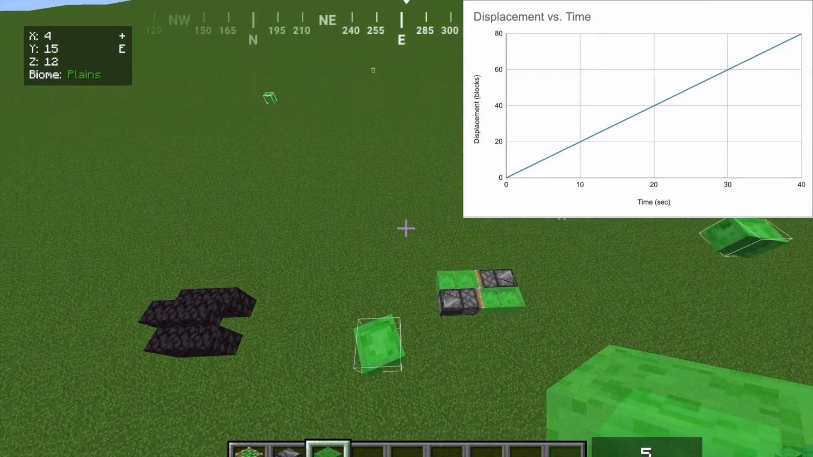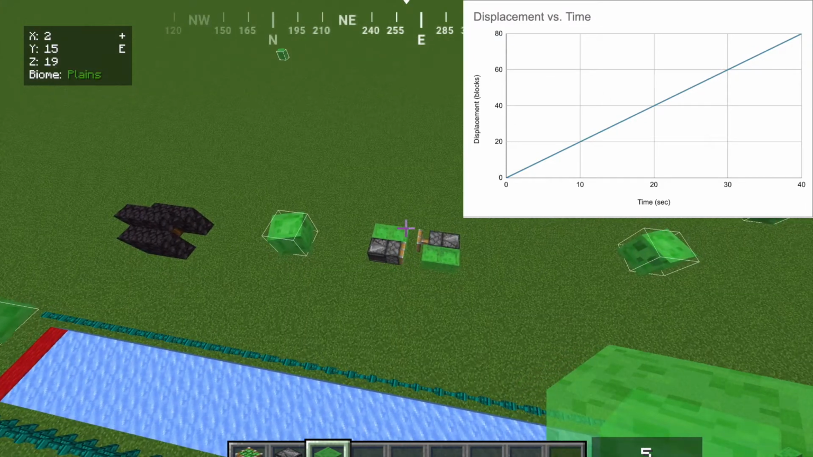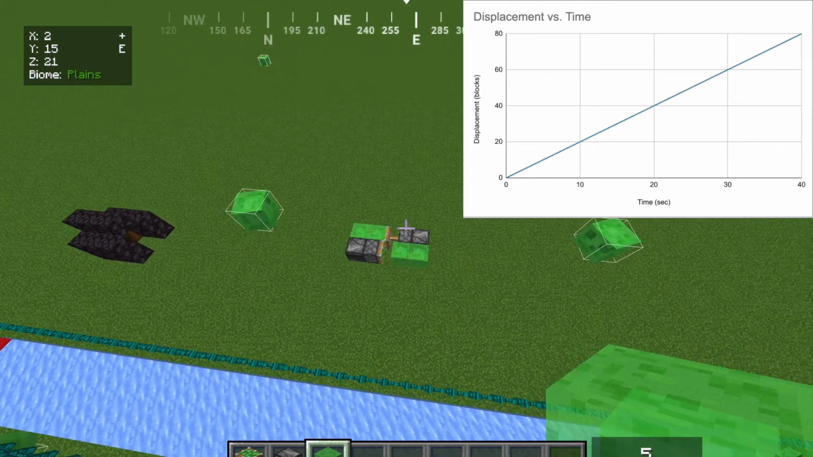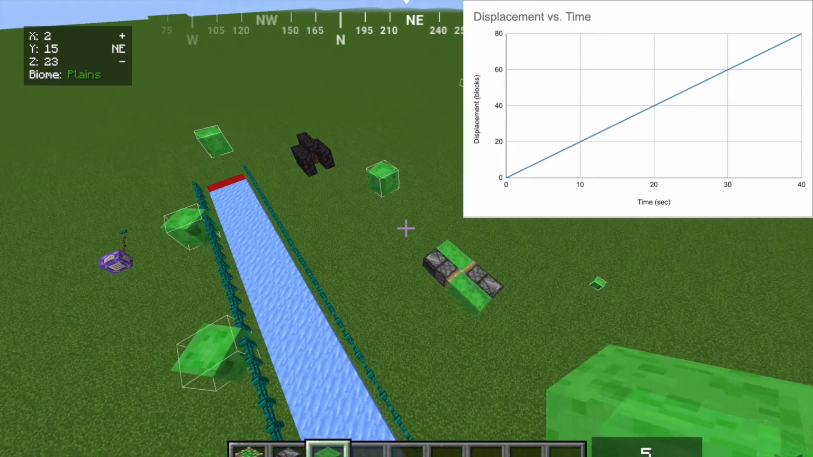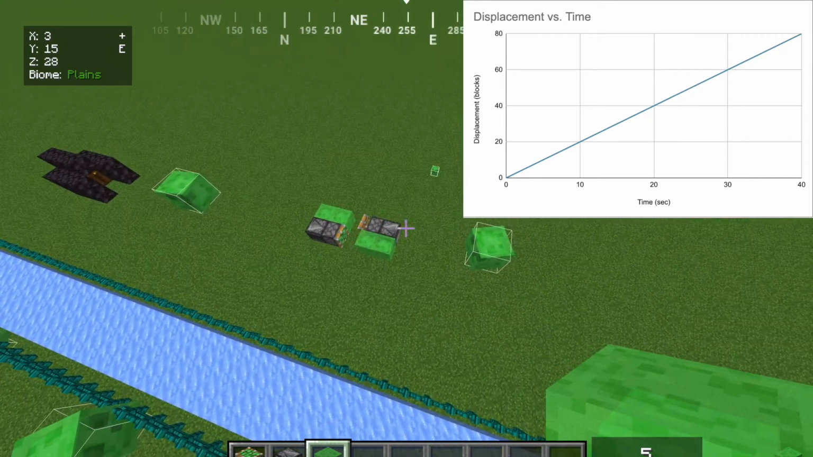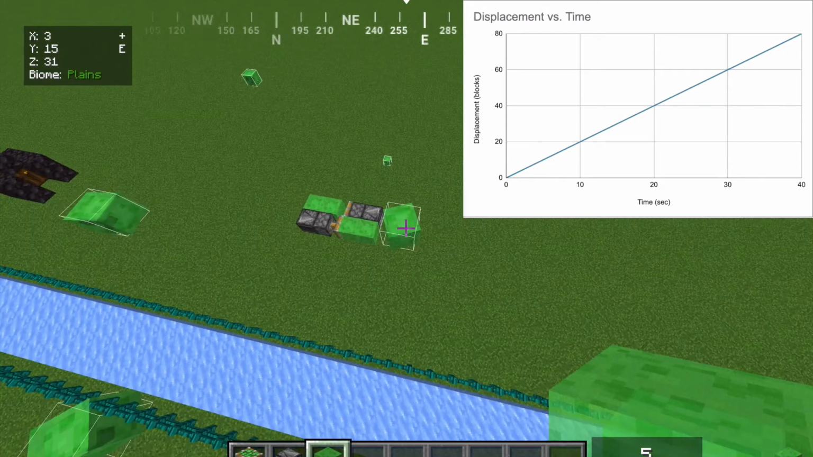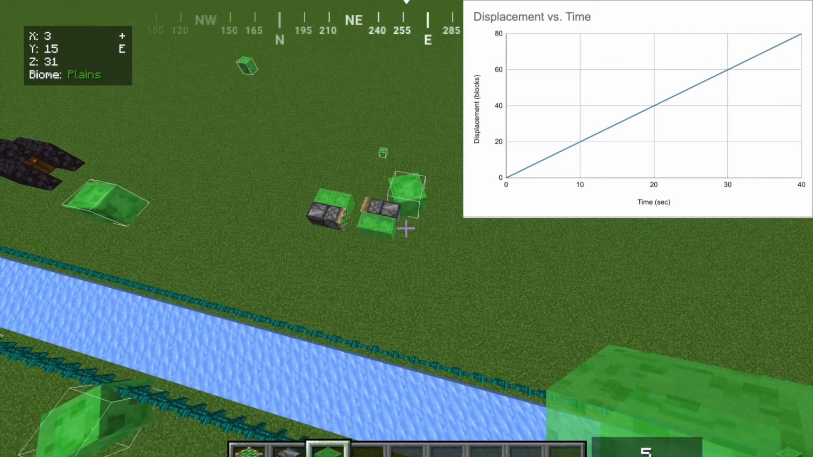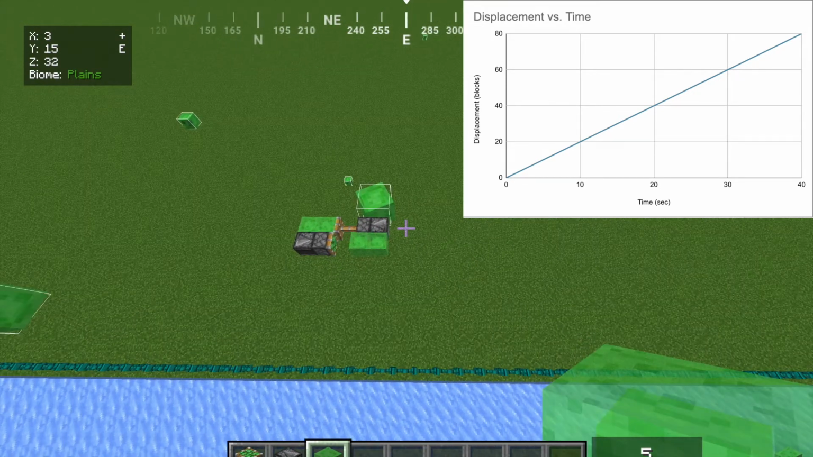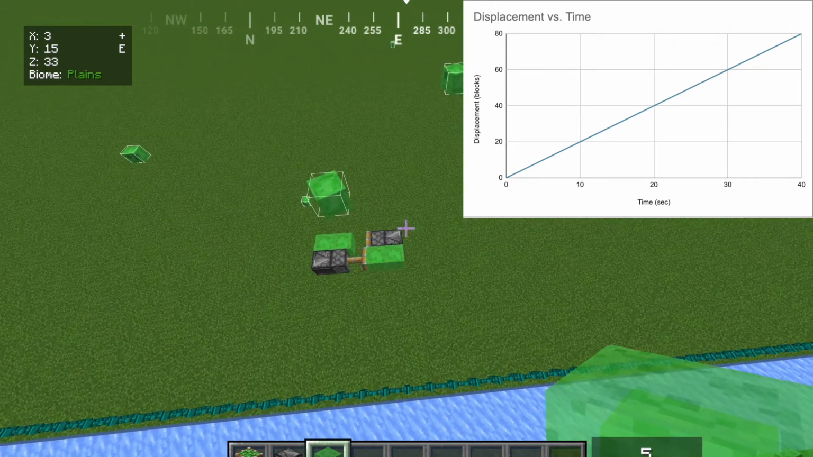For the displacement versus time graph, since the flying machine was moving continuously, its displacement would be continuous as well. So that's why it's a diagonal line. And at 10 seconds, it moved 20 blocks, and at 20 seconds, it moved 40 blocks, and so on, because it moved around 100 blocks in 50 seconds. So that's what this would be.